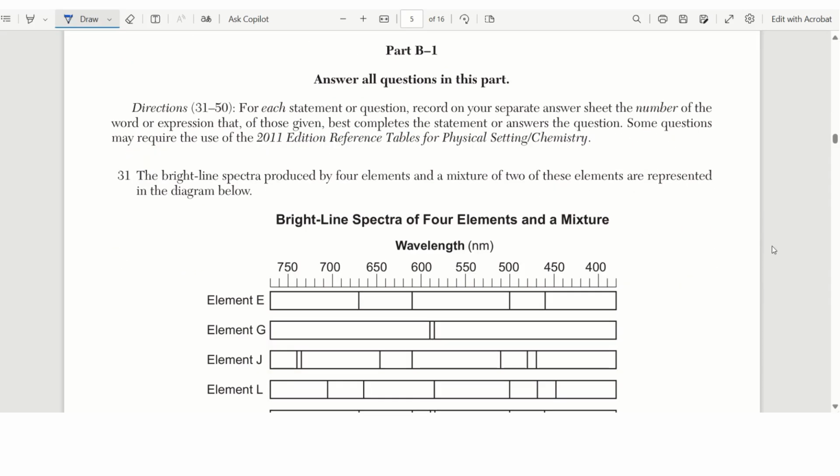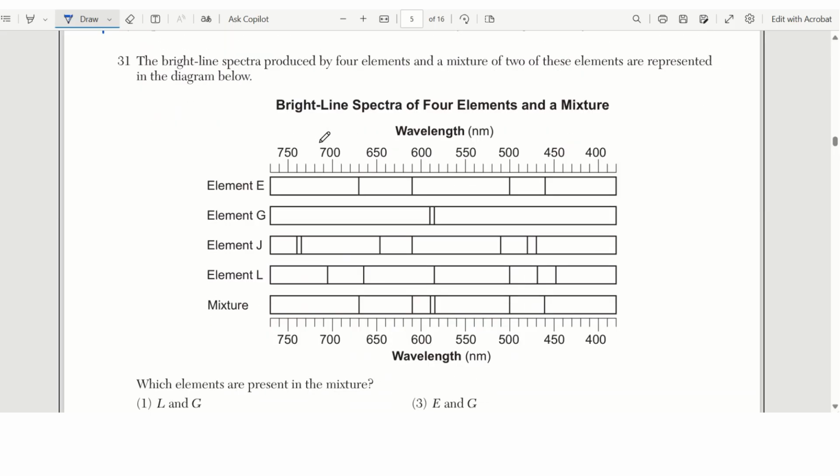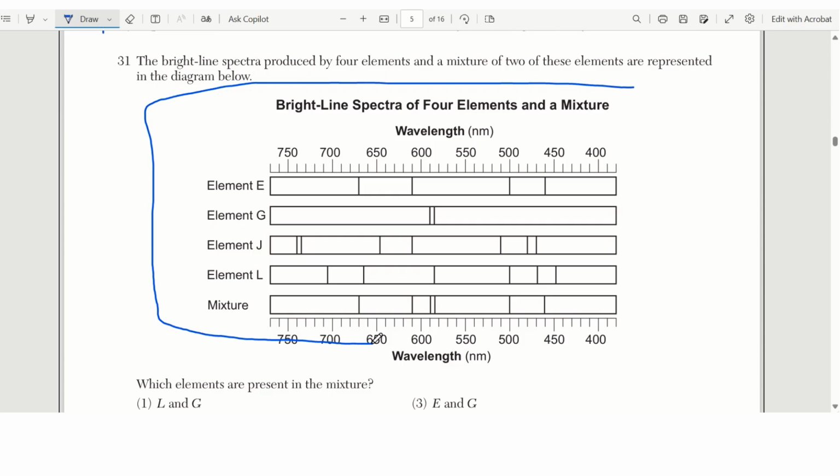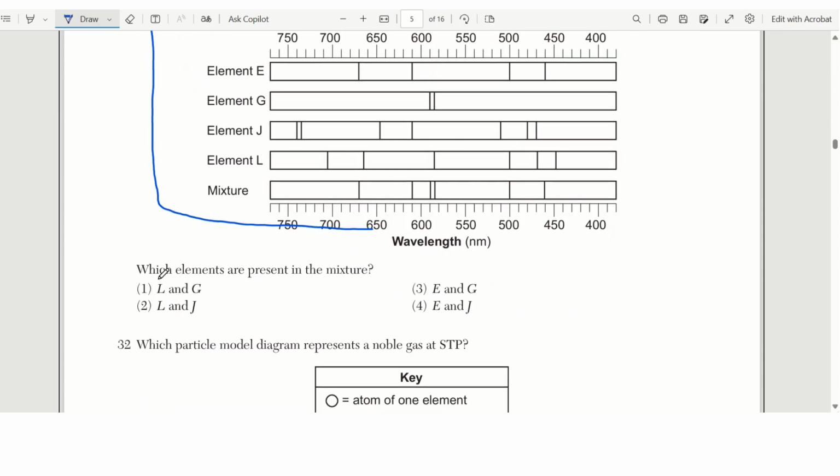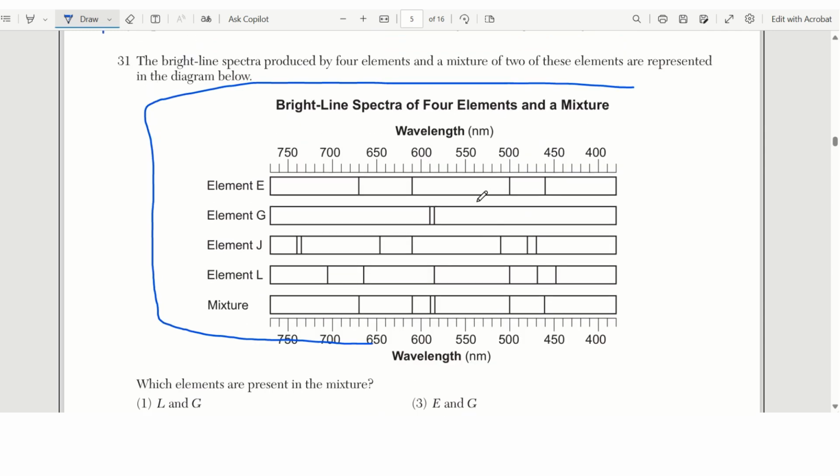Okay, on to B1, the next 20 multiple choice questions. These ones tend to be a little bit more involved, okay? So here you can see we have a bright line spectra diagram, and then the question says, which elements are present in the mixture? So if it's present in the mixture, all of the lines have to be present. So here's a tip that usually helps. Anywhere there's a double line set, here and here, what I'm going to do is look for those present in the mixture first.